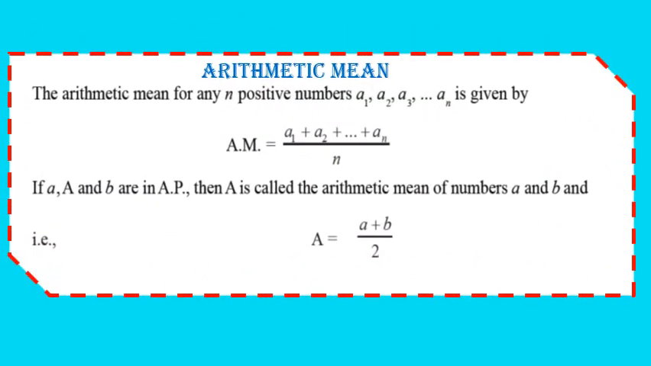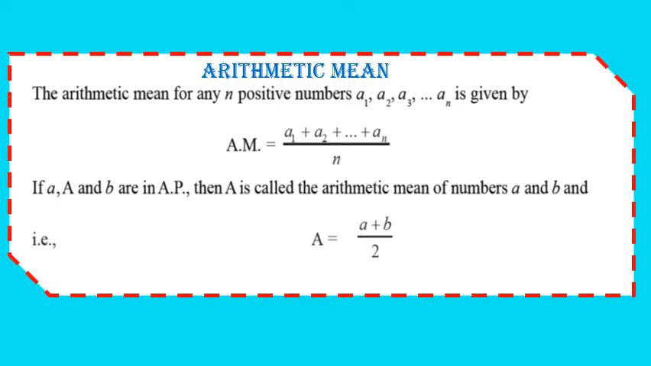Coming to the next topic, which is arithmetic mean. Now arithmetic mean simply means average. So the arithmetic mean of n positive numbers a1, a2 up to an is given by AM equals (a1 plus a2 plus a3 up to plus an) upon n. That is, the sum of all the numbers upon the total number of numbers.